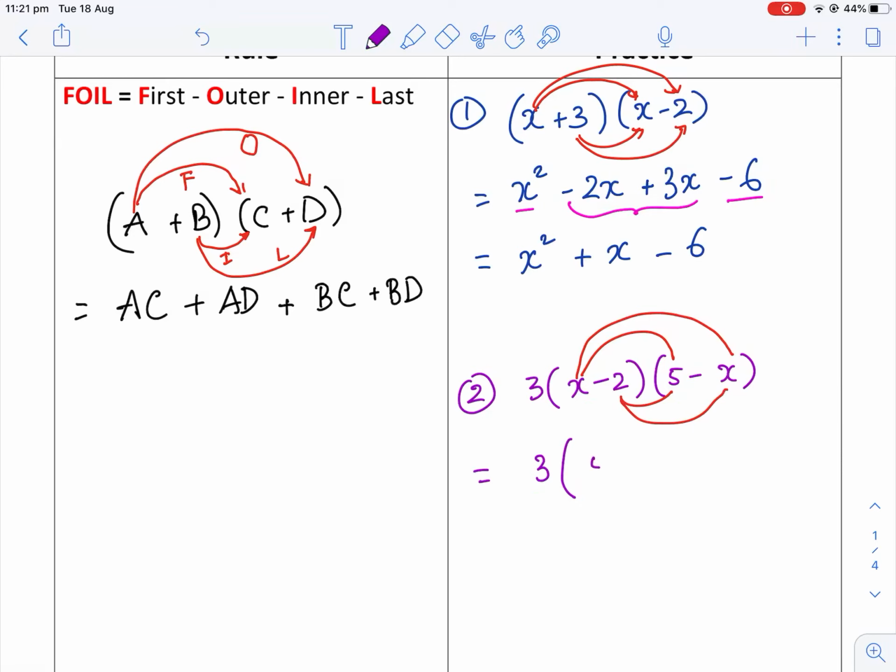Now it's going to be 5x. And then x times negative x is negative x squared. And then negative 2 times 5 is negative 10. Negative 2 times negative x is a positive 2x. And then I collect like terms in here. I know that it's going to be negative x squared. And then this one with this one turns to plus 7x, and take away 10 is a constant.